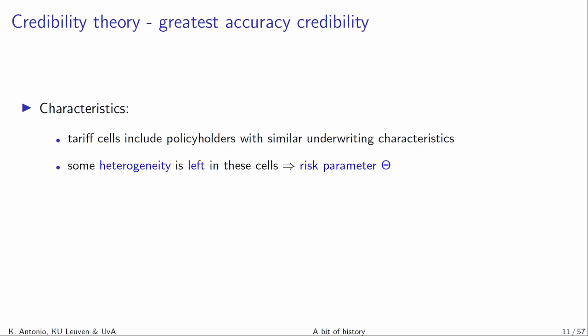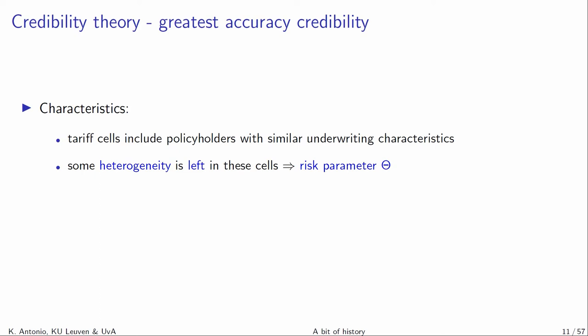So here is what we're going to do. We're going to look at tariff cells, which is what you also constructed in your assignment. You make a tariff table, you say, okay, I've got a certain risk profile determined by this and this and this characteristic, and I can say something about the expected number of claims on this risk profile. I can say something about the expected claim severity.